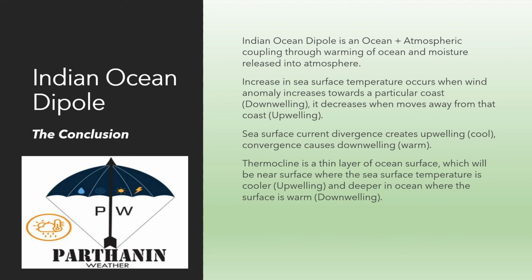The thermocline is a thin layer of the ocean which will be near the surface where sea surface temperature is cooler, and deeper in the ocean where the surface is warm. A warm zone increases moisture and brings convective clouds, whereas a cool zone will be dry.